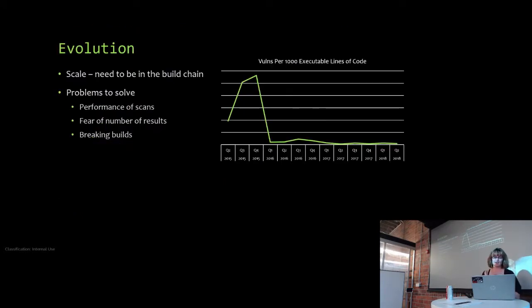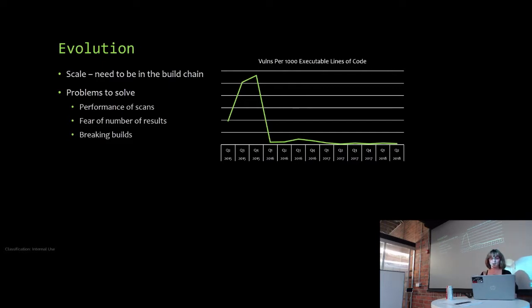This talks about the evolution of vulns per 1,000 executable lines of code. For scale, we really needed to be in the build chain. What this shows is, until you're scanning a lot of code, your numbers aren't going to look very good. If you're only scanning 10 lines of code, or 10 applications, it looks like you have a lot of vulnerabilities. So this really demonstrates our maturity where we're at now.